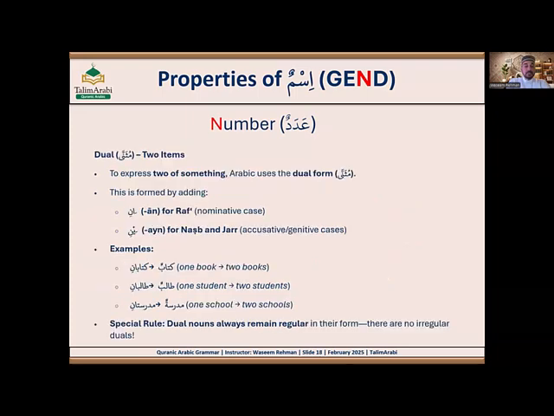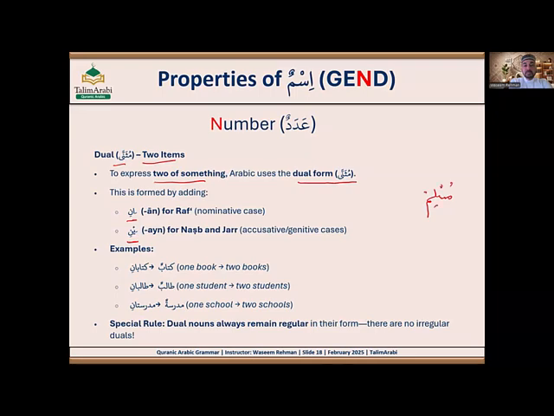Let's see the musanna or dual. Musanna in Arabic is for two items, to express two of something. One of something is mufrad, but two of something is dual or musanna. So in Arabic, for two, we have a different category. It is formed by adding ani or aini. Let me take a basic example, because I will use this example a lot, and I will give you a full chart of it as well.